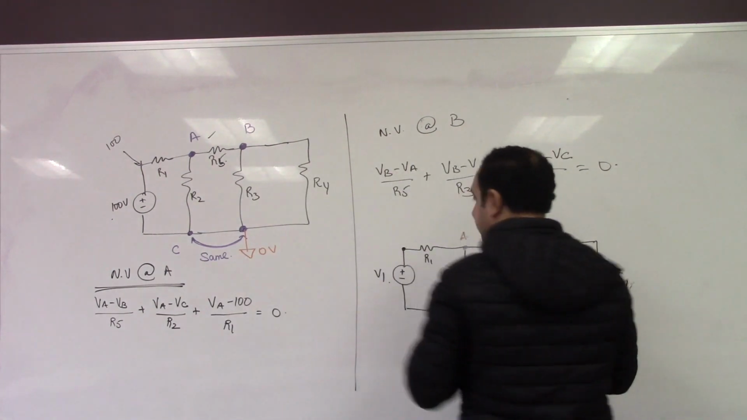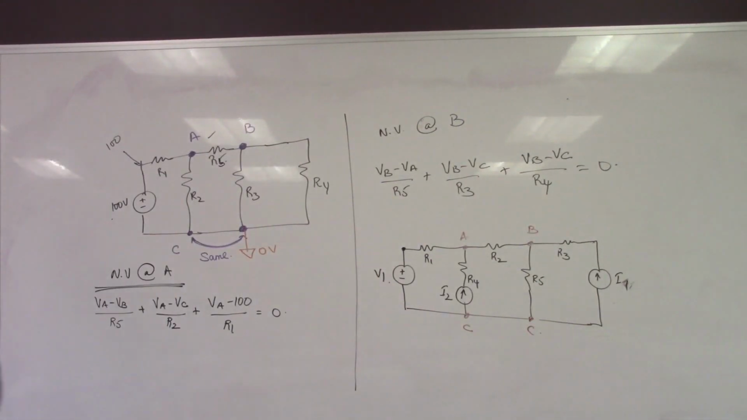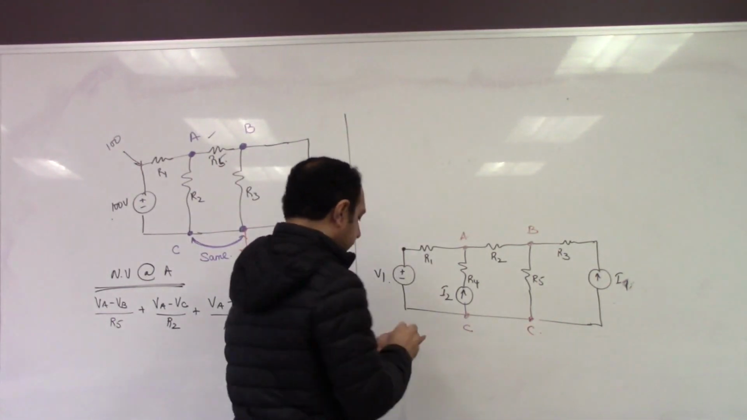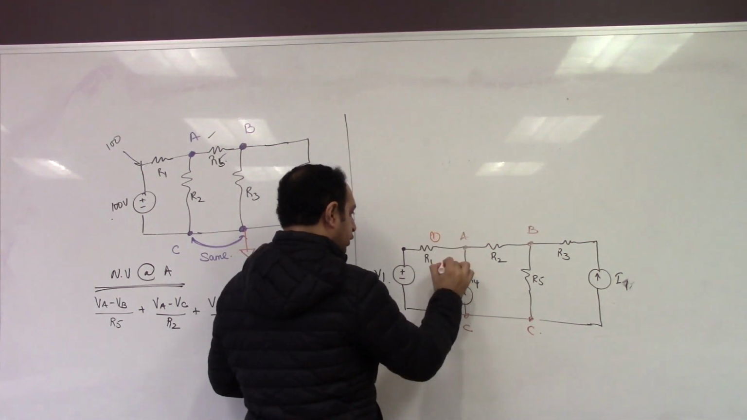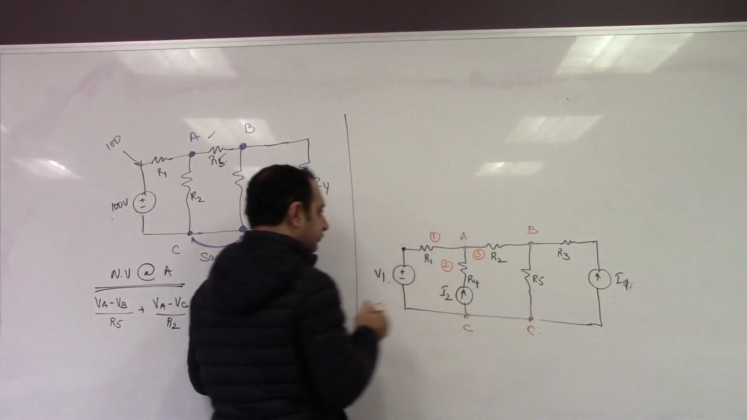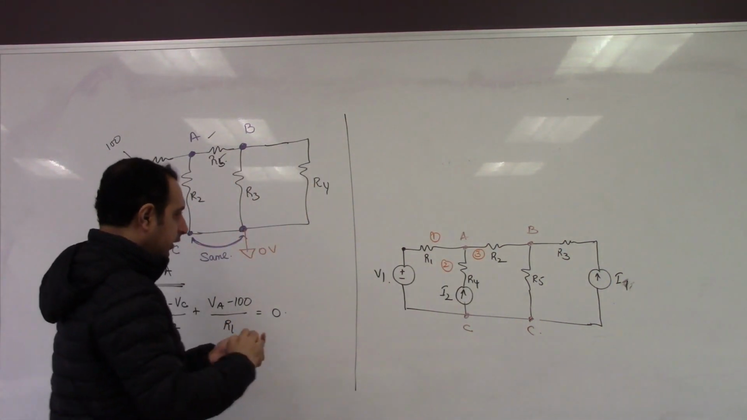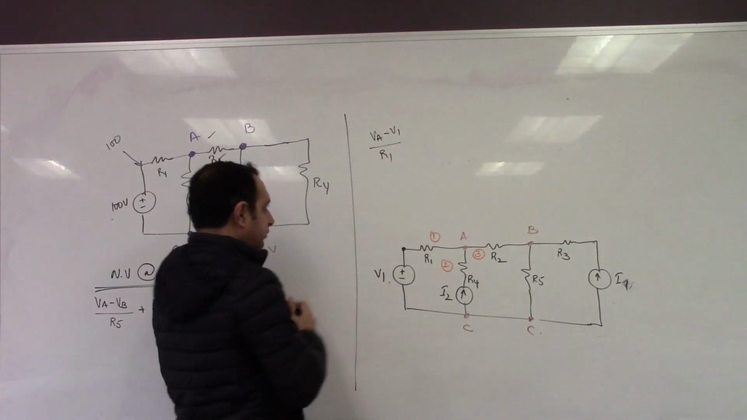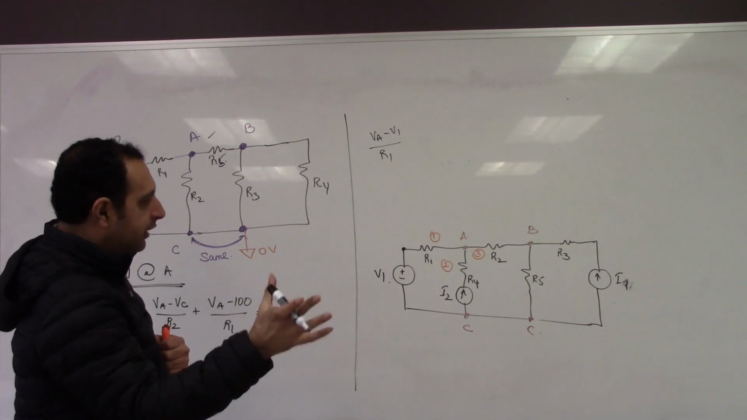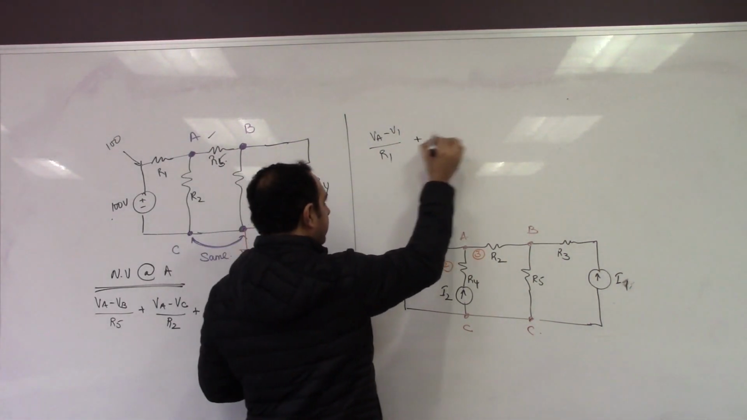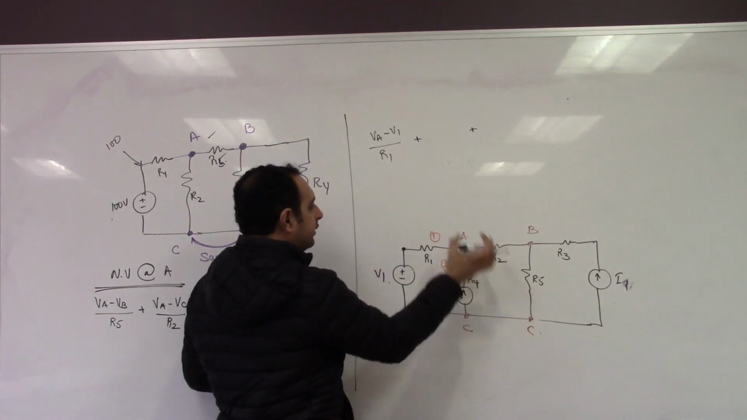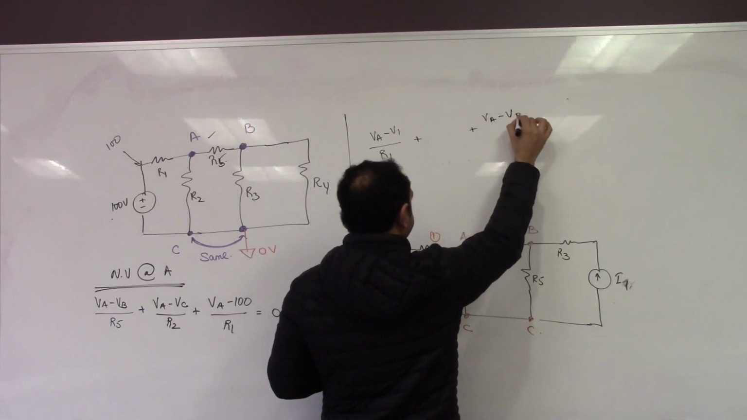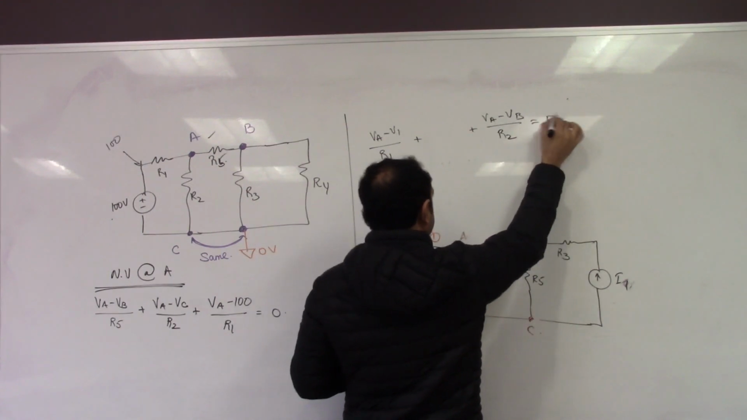So I'm going to go here. Let's say this is our branch 1, 2, 3. For 1, it's nothing but VA minus V1 divided by R. I'll do 3 first and then I'll come back to 2 because it's a little different. Here, this will be VA minus VB divided by R2.